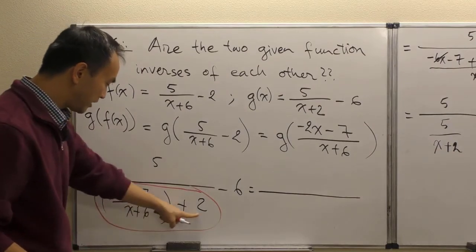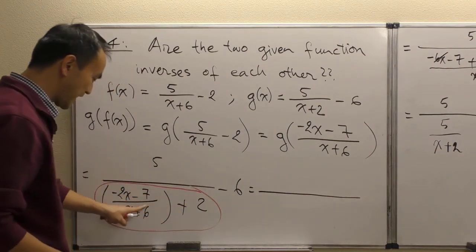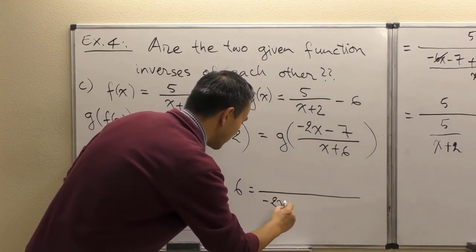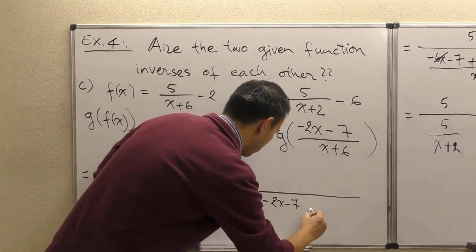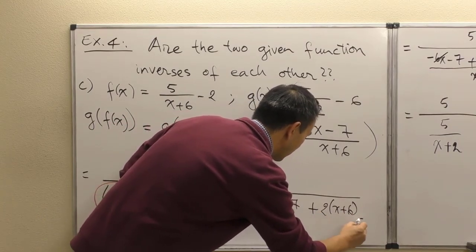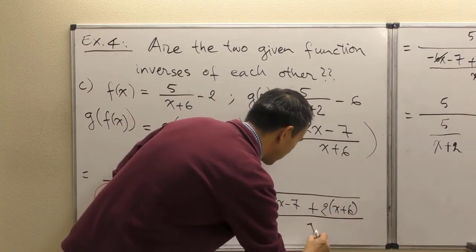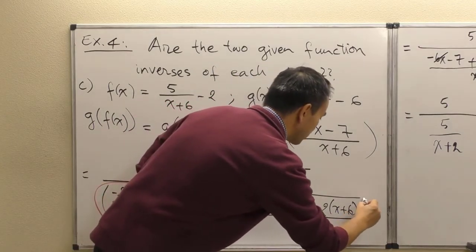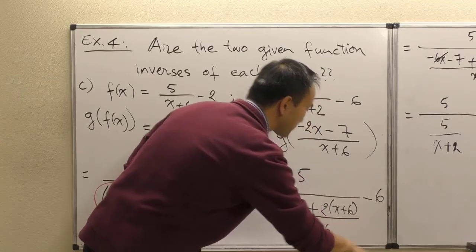Now making common denominator, then I can multiply this x plus 6 with that 2 right there. So now it gives me 2x minus 7, plus 2 times x plus 6, and all over x plus 6. And then there's a 5 still here, and then there's minus 6 is still here.